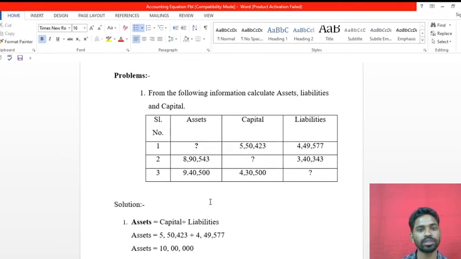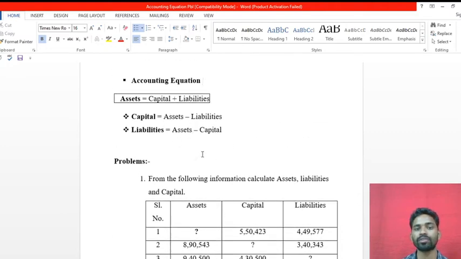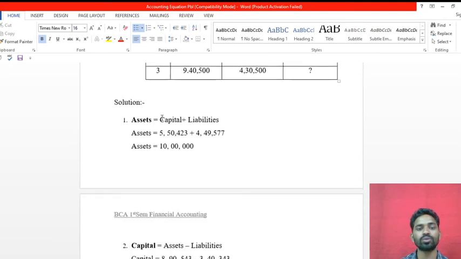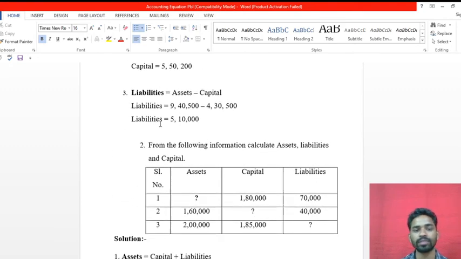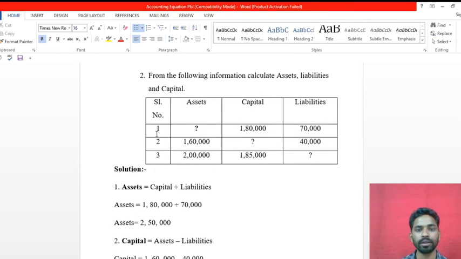It is very important, this accounting equation. Otherwise, they will surely ask for 2 marks what the accounting equation is. At that time you have to write assets is equal to capital plus liabilities. You already know what is meant by assets, capital and liabilities, as I already explained. Now we will see one more example on the accounting equation.